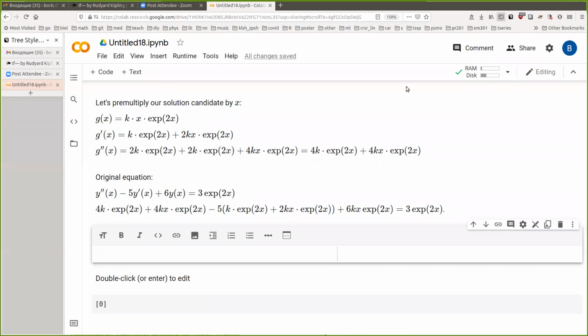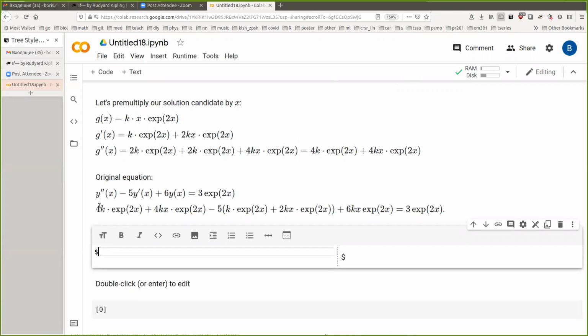Okay, we will have x times exponent 2x will disappear completely, and I will be left with 4. So exponent 2x will disappear. So in the right-hand side, I will have just 3. In the left-hand side, I will have just 4k that will disappear, minus 5k, I think, like that. The equation will be very simple. Yeah, sure, like that.